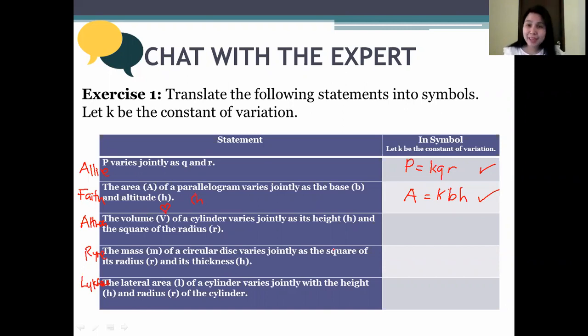Now, how about Althea, the third one? The volume V of a cylinder varies jointly as its height and the square of the radius. Althea?